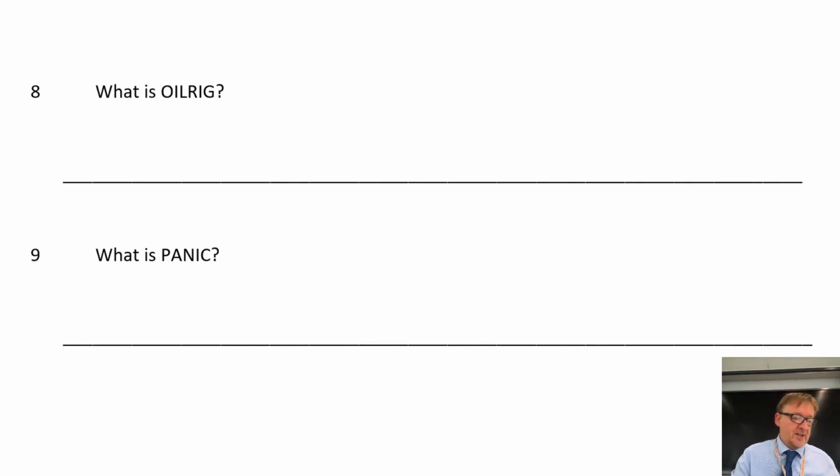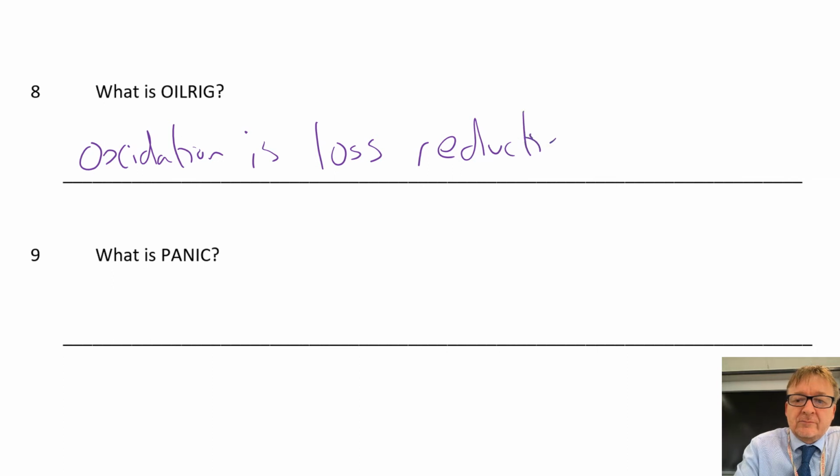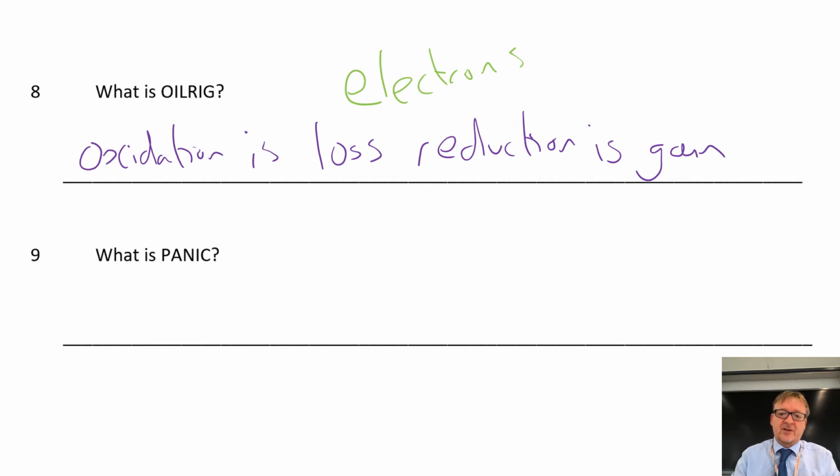Question number 8, what is OIL RIG? Oxidation is loss. Reduction is gain. People always think it's all to do with oxygen, oxidation, but it isn't. It's all to do with electrons. So oxidation is the loss of electrons. Reduction is the gain of electrons.